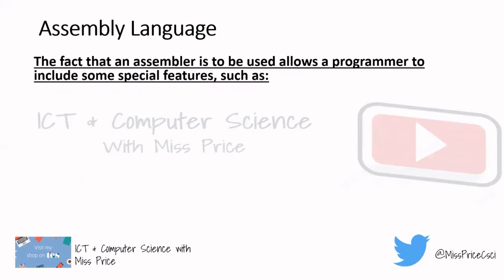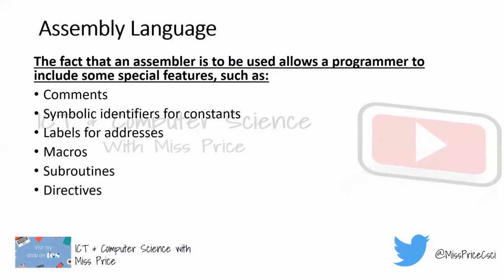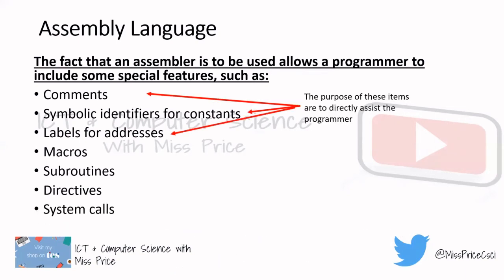So in fact, the assembler allows the programmer to include some special features such as comments, symbolic identifiers for constants, labels for addresses, macros, subroutines, and directives. And system calls as well. So the purpose of these first 3 is to directly assist the programmer. So they have very little to do with the machine and its process.